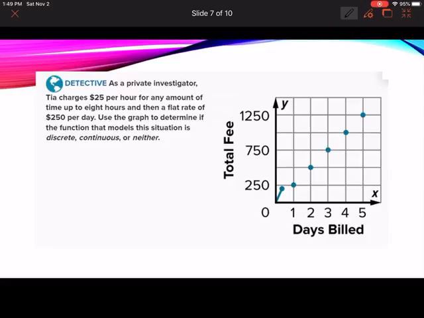So as a private investigator, Tia charges $25 per hour for any amount of time up to 8 hours, and then a flat rate of $250 per day. Use the graph to determine if the function that models the situation is discrete, continuous, or neither. So here we do have something that's continuous, but the problem is it jumps all over the place. So this would be neither as well.